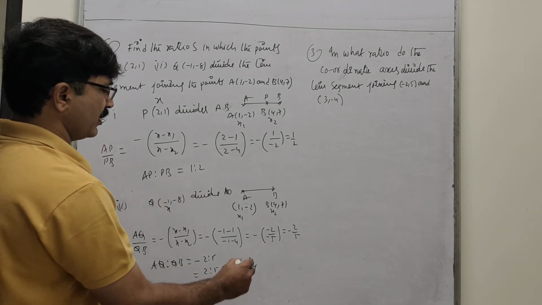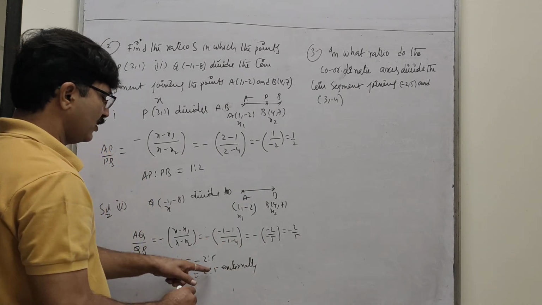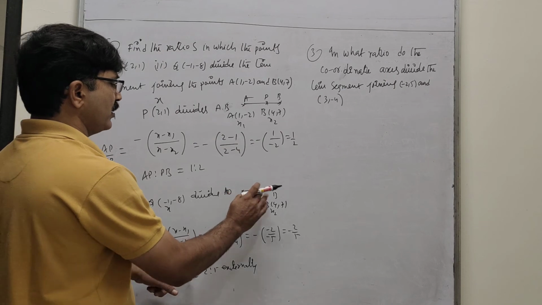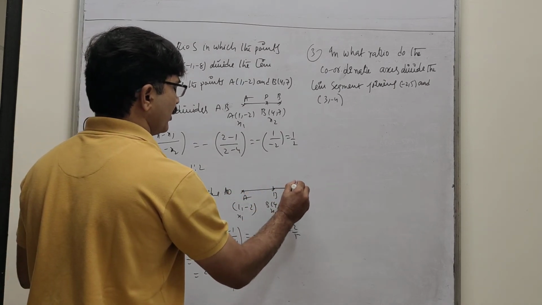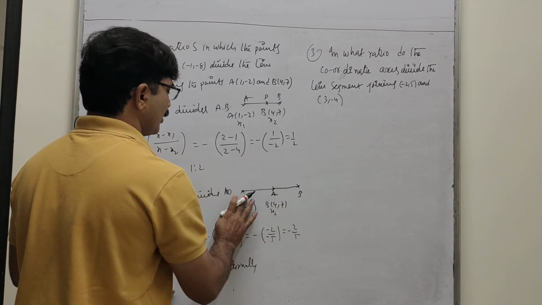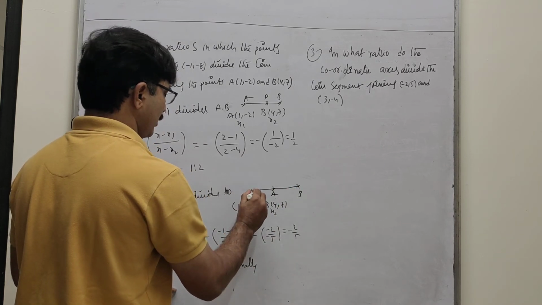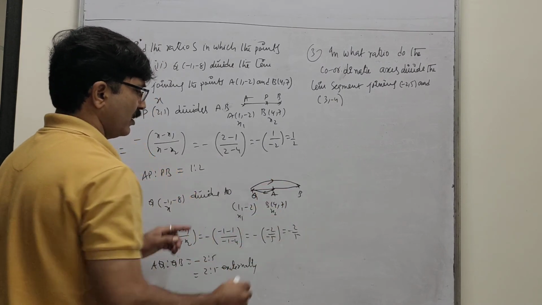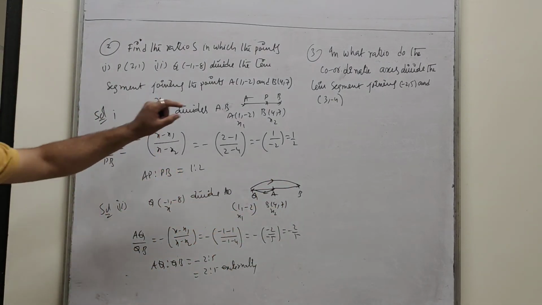See, one is dividing internally, the other one is external. So m is less than n. That means here I can write in this way. This is A, this is B. You can say that this is Q, this is less than and this is 4. Like this.